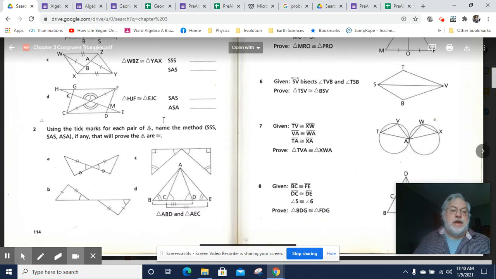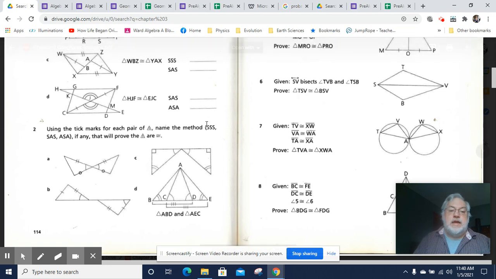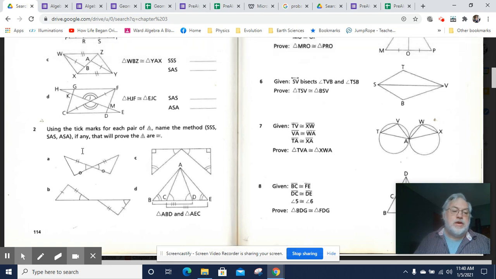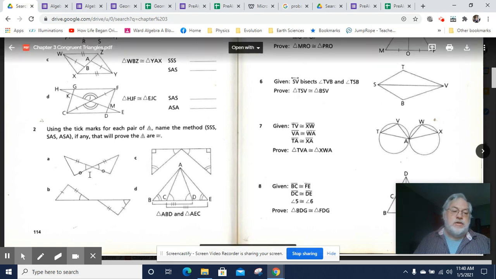So here we have, using tick marks for each pair of triangles, name the method side, side, side, side, angle, side, or angle, side, angle, if any, that will prove the triangles are congruent. So here we have these two triangles. They have a side and an angle and a side, and a side and an angle and a side that are congruent. So side, angle, side, SAS.